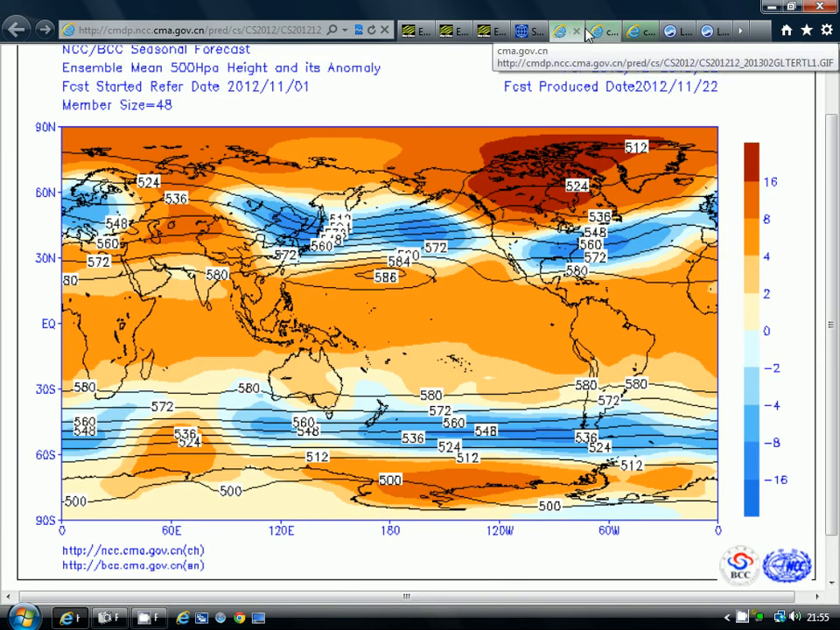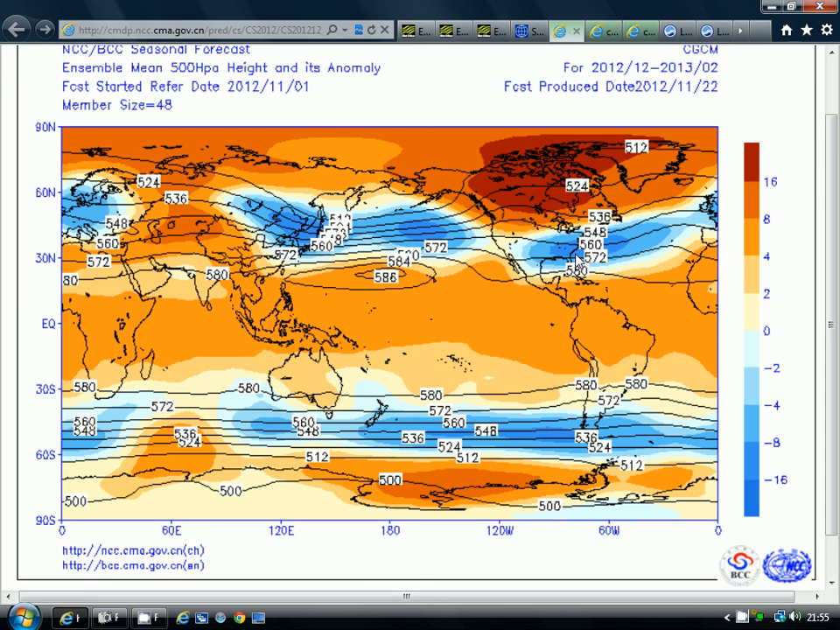Next model we're looking at is the Beijing Climate Center, and this is going for a large blocking feature through Greenland in towards much of Canada, and the jet stream running underneath that. A very classic negative NAO signal here from the Beijing Climate Center, with the jet stream running underneath, and the trough particularly centered through these eastern and southeastern parts of the United States.